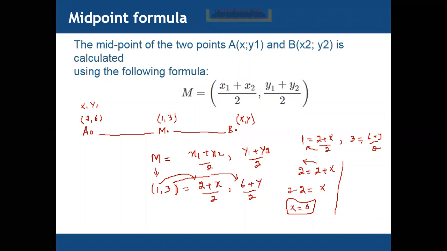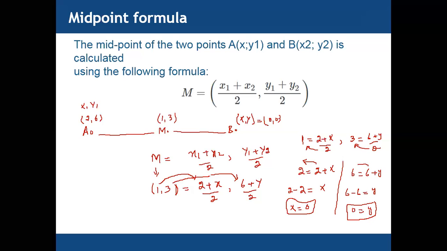For finding the y value, 2 multiplied by 3 is 6, and we have 6 plus y. If you transfer 6 to the other side, 6 minus 6 is equal to y. 6 minus 6 equals 0. It means that y equals 0. So what are the missing coordinates of B? Both are 0 and 0.